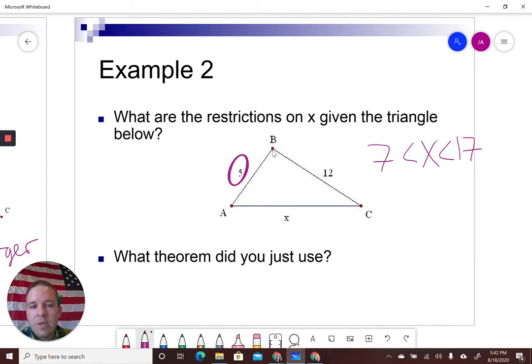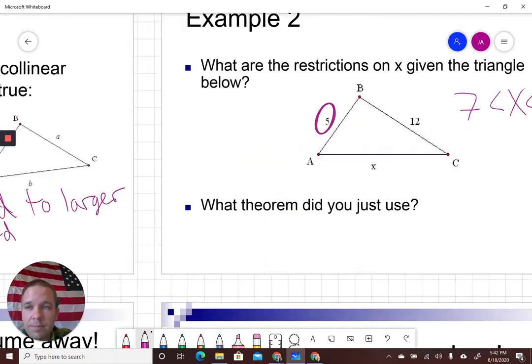Some of you may notice that the difference of 5 and 12 is 7. The sum of 5 and 12 is 17, and that is something that will always work. So we just use the triangle inequality theorem here.